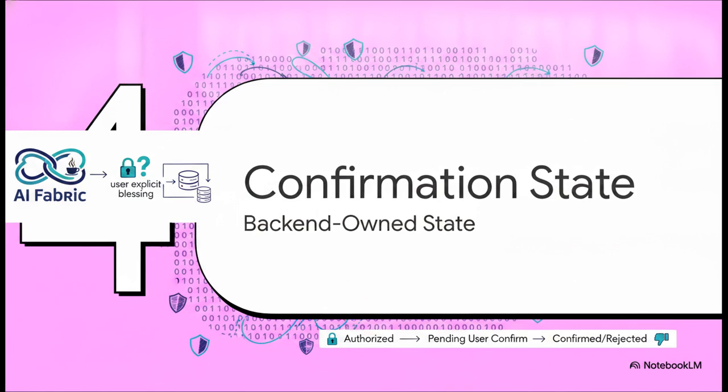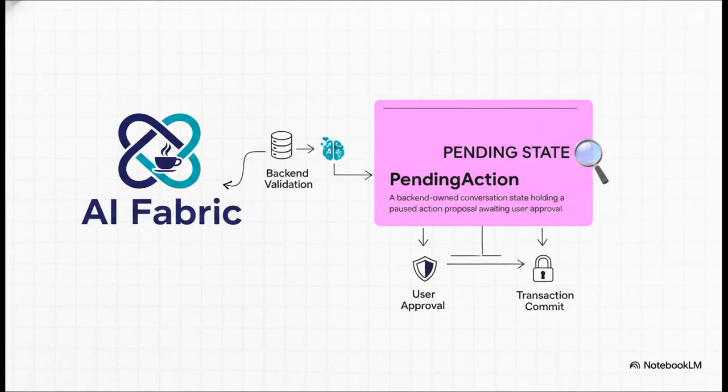Okay, Section 4, Backend-owned confirmation state. What happens when an action needs the user's explicit blessing? AI Fabric handles this with what we call a pending action. Think of this as a backend-owned conversation state. It literally holds a paused, fully validated action proposal, just waiting for user approval. And because the framework creates this pending state safely in your backend, we know confirmation isn't just some flimsy UI button click that a bad actor could bypass. It's a deliberate, highly secure orchestration pause.